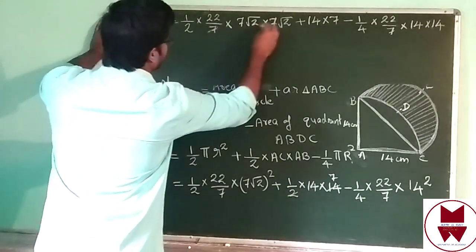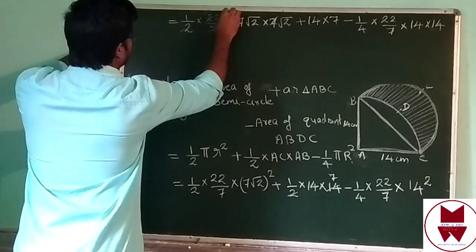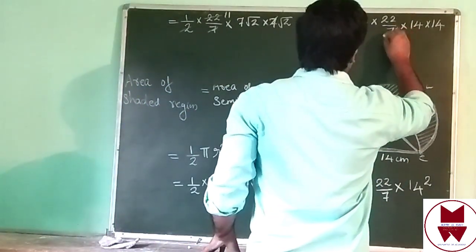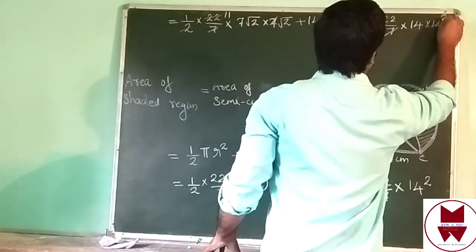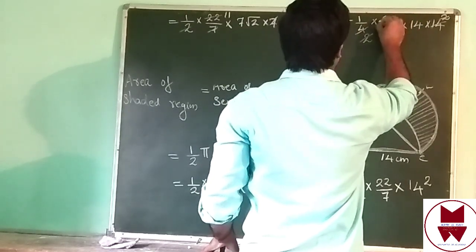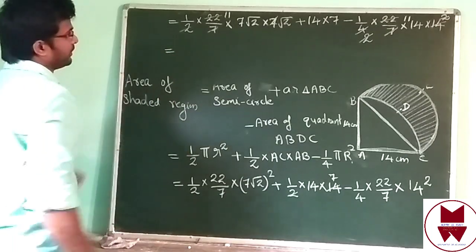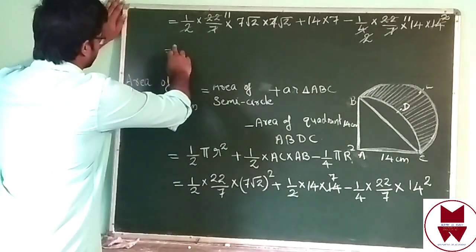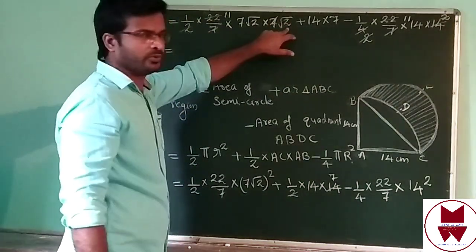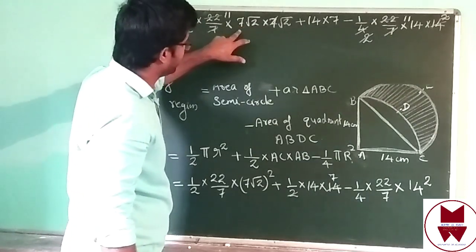Now here 7 and 7 cancel. 2 and 22 cancel 11 times. 7 and 14 cancel 2 times, then 2 and 4 cancel 2 times in here, then 2 and 22 cancel 11 times. Then the remaining part we can multiply. Root 2 into root 2 into 7.